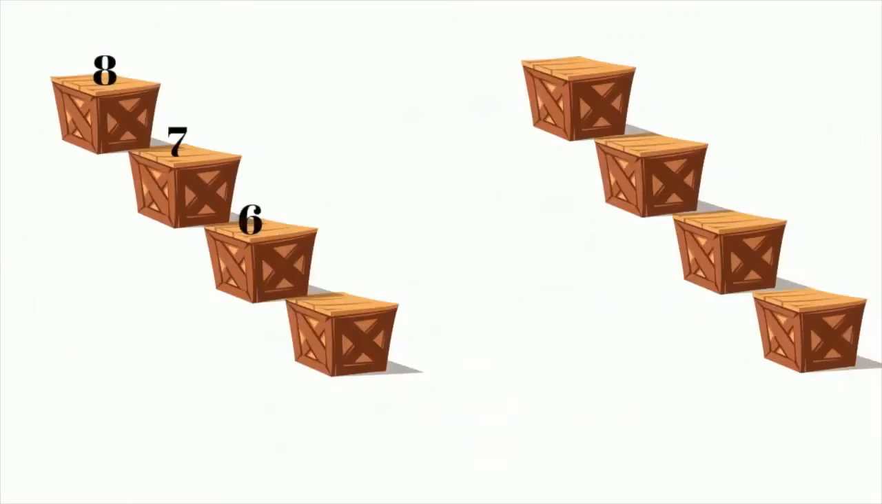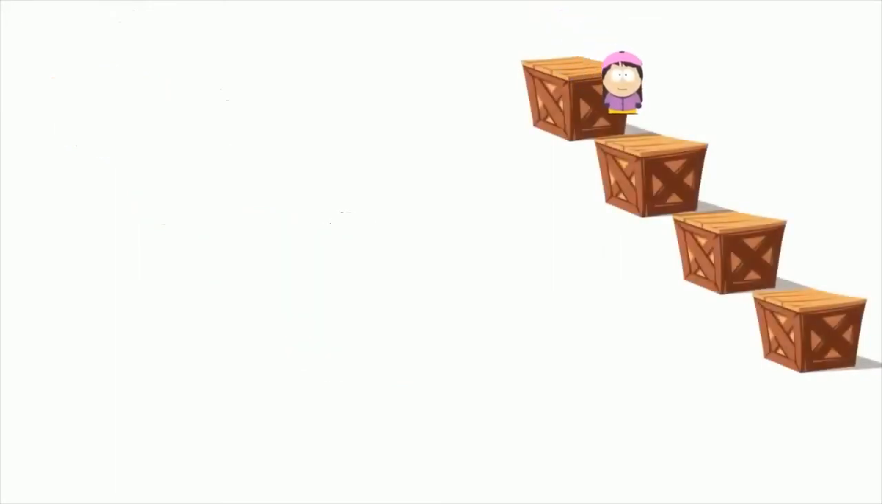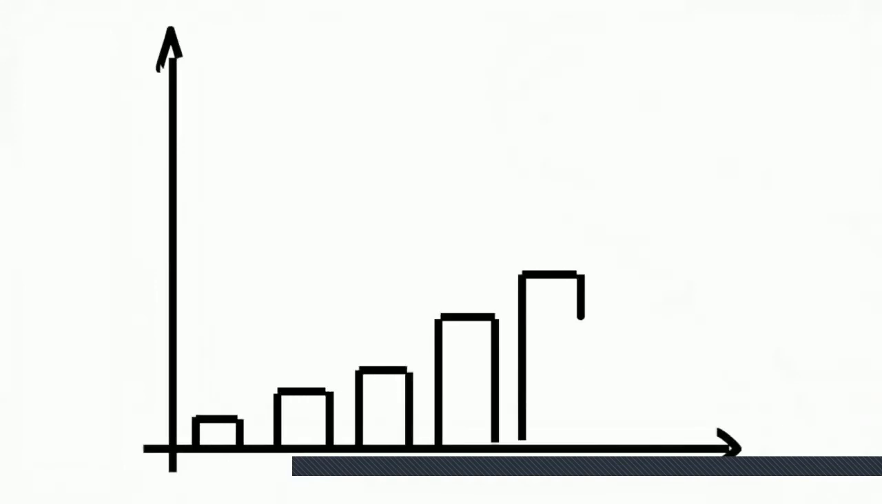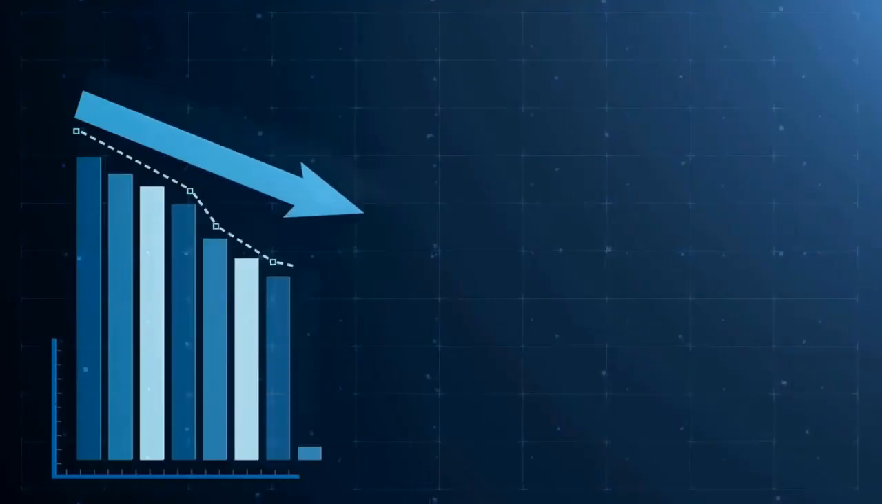The numbers are going down. 8, 7, 6, 5, 4, 3, 2, 1. 8, 7, 6, 5. Anna climbed the boxes down. Now Sarah is going down. 4, 3, 2, 1. So that was ascending order and descending order.